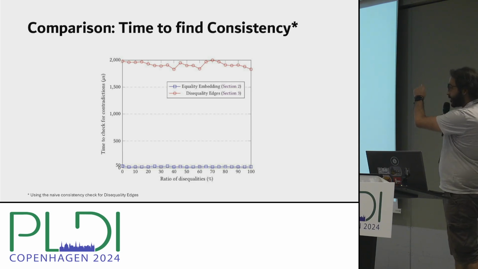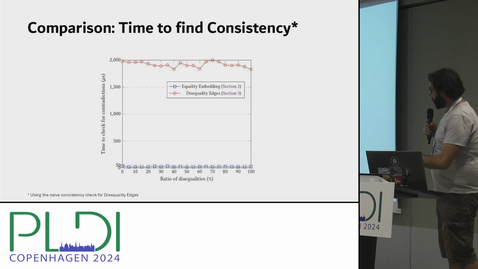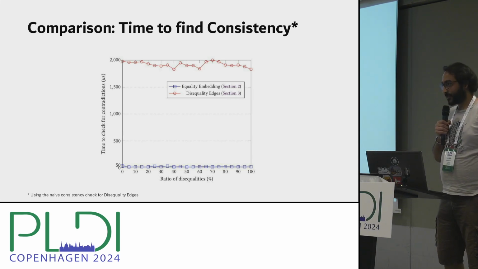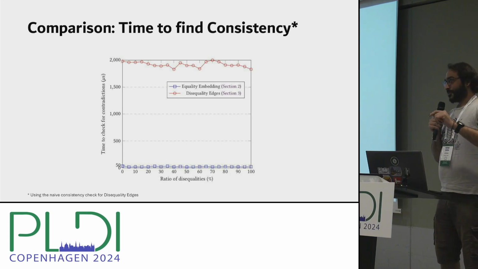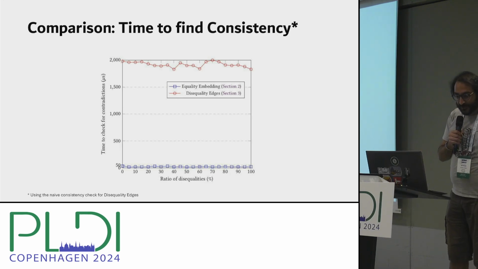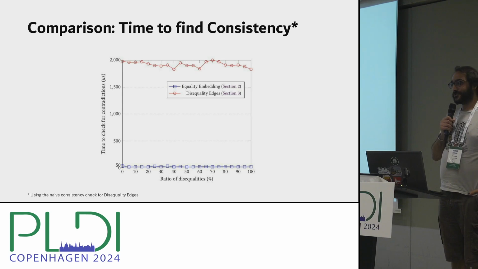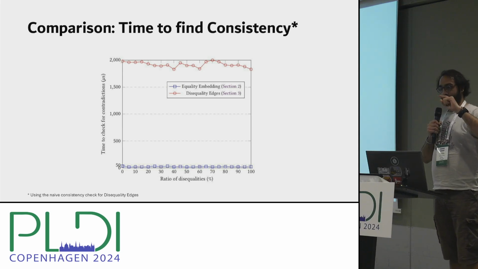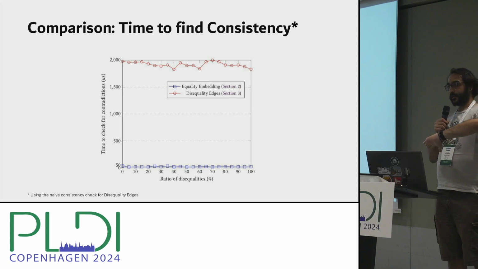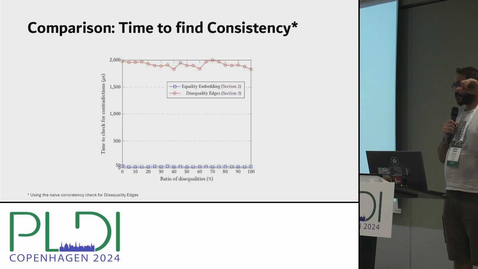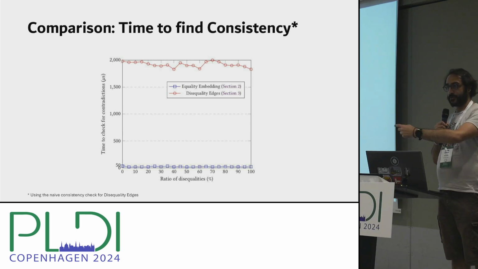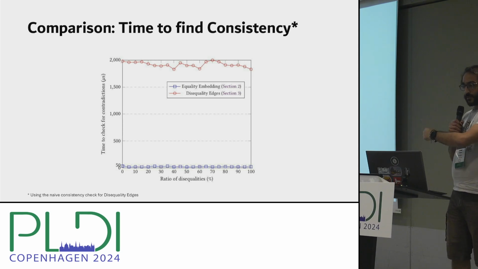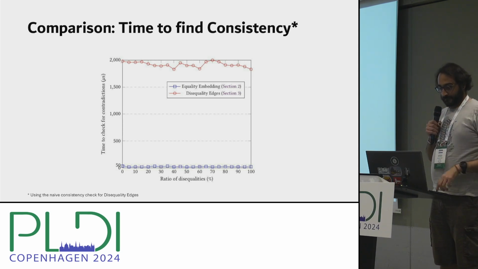But I have a little asterisk on top, and for those with good eyesight can read on the bottom is that, I will read to you, you don't have to read it. Using the naive consistency check for disequality edges. So naively looping through all of these things gets you this performance. Optimizing it, you can get rid of this and just have it like a Boolean lookup. So as you merge, you can check the consistency, store it in a Boolean, and just return that Boolean, making it even faster than the other one.